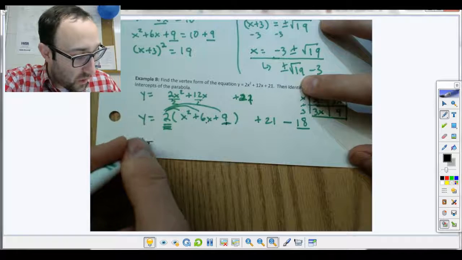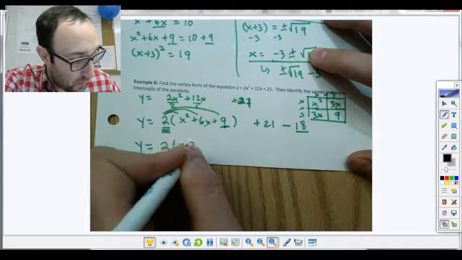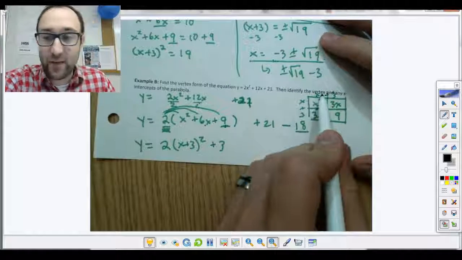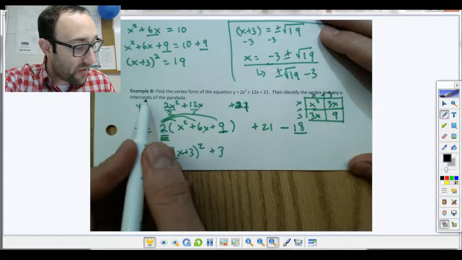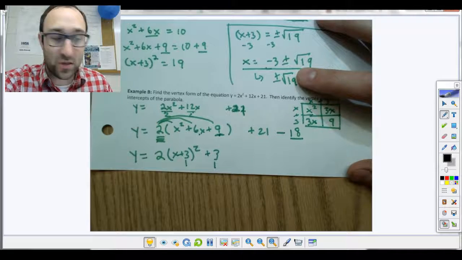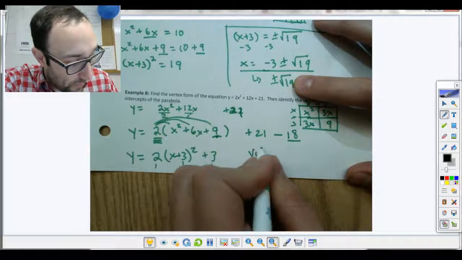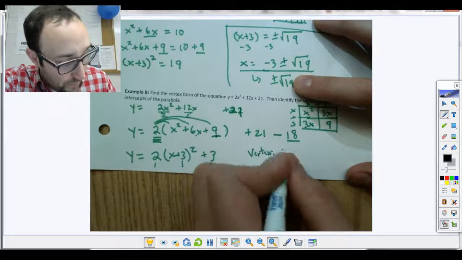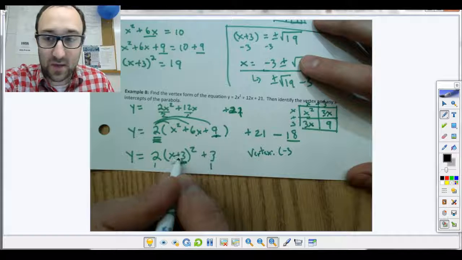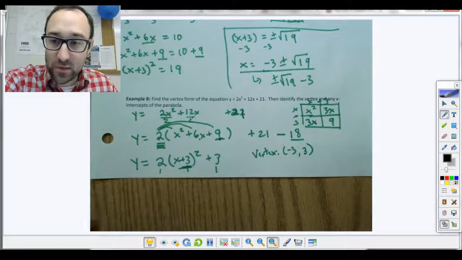Alright, so then this is going to be y equals 2, and then all this stuff I can rewrite as x plus 3 squared, right? And 21 minus 18 is plus 3. Okay, so it says identify the vertex. So the vertex is going to be this and this are going to tell me what to do. This is the stretch, and we don't have to worry about that. I just want to know the vertex. So my vertex is going to be at negative 3 from here, plus 3. It's subtracting the x value, h, so it's going to be negative 3, comma 3.